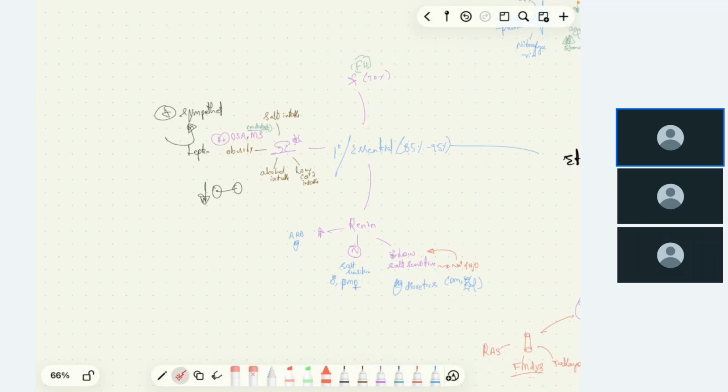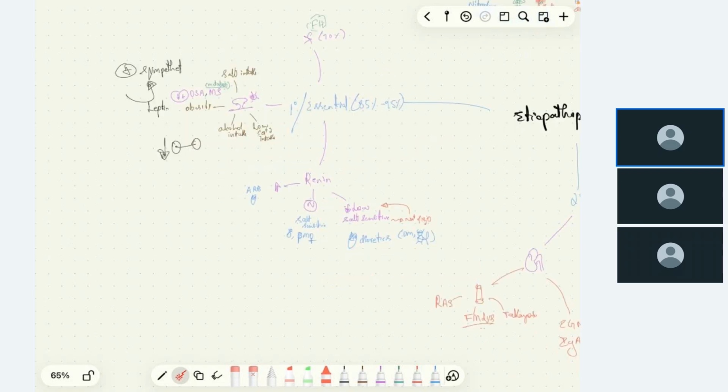Reduced daily activity and exercise is also an established risk factor for primary or essential hypertension. Alcohol intake is another risk factor. Low calcium content in the diet is also one of the risk factors. In these patients, if we measure renin level, it may be low, it may be normal, it may be increased.